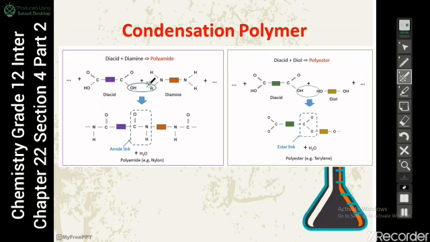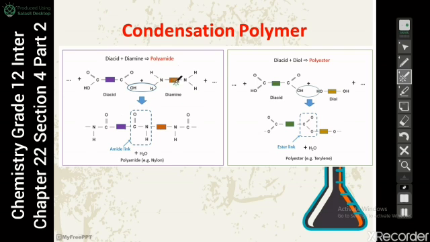contains two carboxyl groups. So the first monomer contains two functional groups, a carboxyl group and another carboxyl group, COOH, COOH. And the second monomer is a diamine. Diamine, which means it's an amine, but contains two functional groups, NH2 and another NH2. So each monomer contains two functional groups. The first is diacid, which contains two carboxyl groups. And the second monomer is a diamine, which contains two functional groups, which is the amine group.